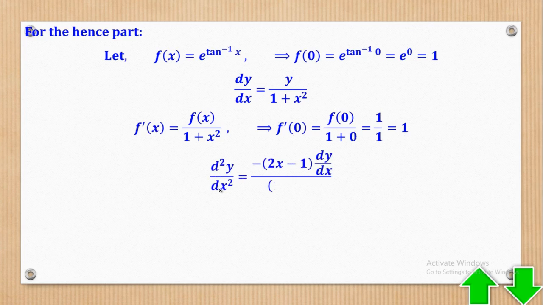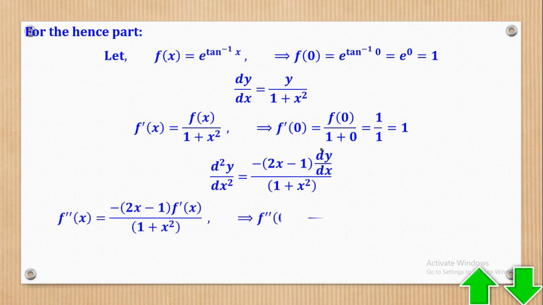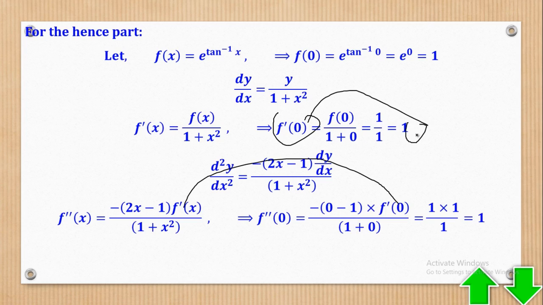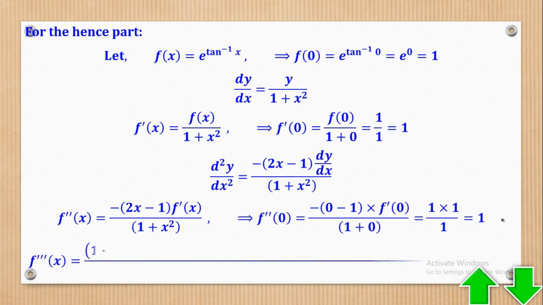Now we also know that the second derivative is equal to that. Therefore, that means that f''(x) will be given by that. So dy/dx is f'(x). So when I substitute, I'll come here f'(0). And I already saw that f'(0) is equal to 1. So I'll substitute 1 there. Then this one, negative and negative, gives you positive. And this one is 1. Therefore, in the end, you come up with 1.